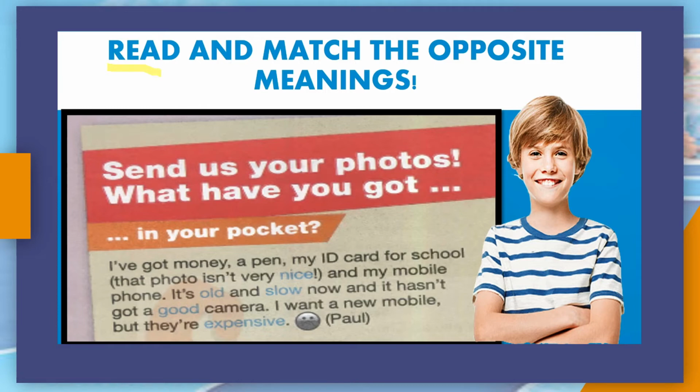So look at the blue color words. We have number 1, nice. Number 2, old. Number 3, slow. Number 4, good. And number 5, expensive. So your first work just now is the 3 photos. This is your second exercise.